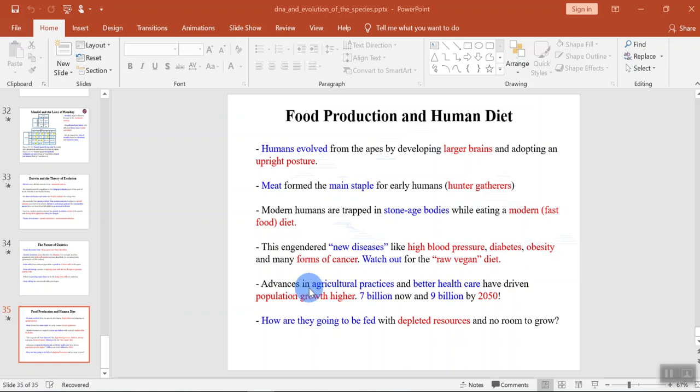Advances in agricultural practices and better health care have driven the world population to over 7 billion people. It will become 9 billion by 2050. How are they going to be fed? With depleted resources and no room to grow. That's the future of humanity. Anyway, add to this the global warming and pollution issues and so on. Anyway, food for thought.